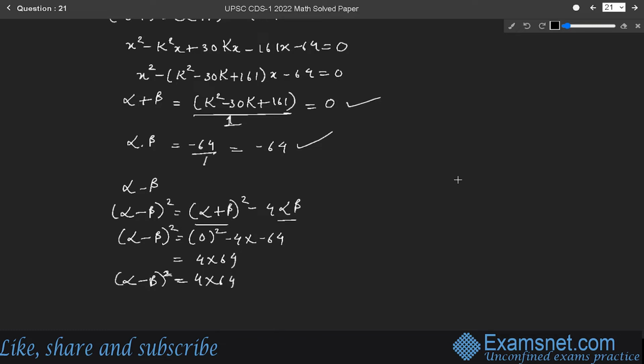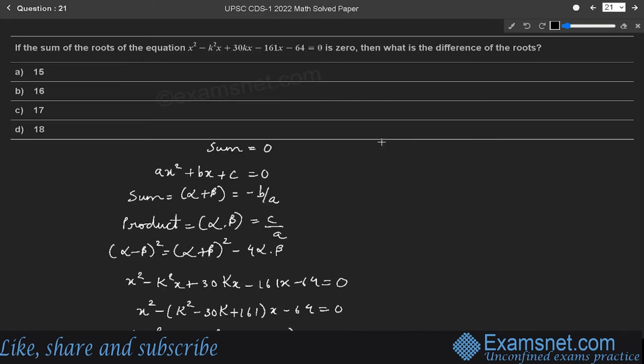Now removing the square, alpha minus beta is equal to the square root of 4 into 64, which gives us 2 into 8, that is plus minus 16. So the value of alpha minus beta is plus minus 16. It means that, since alpha and beta are the roots, the difference between the roots is 16. So the correct option for this question is option B, which is 16.